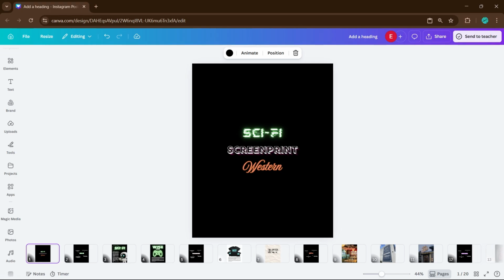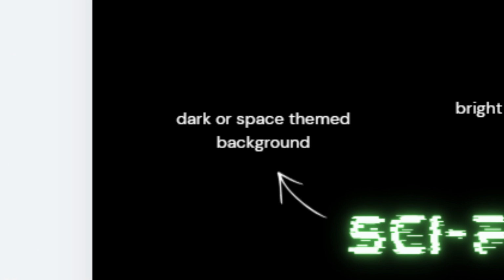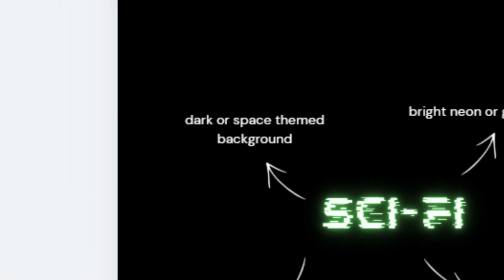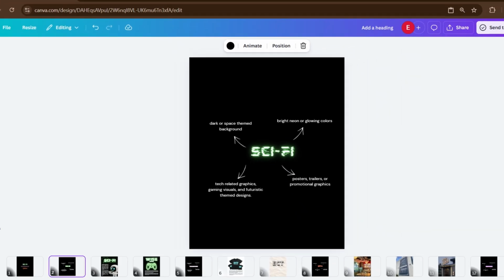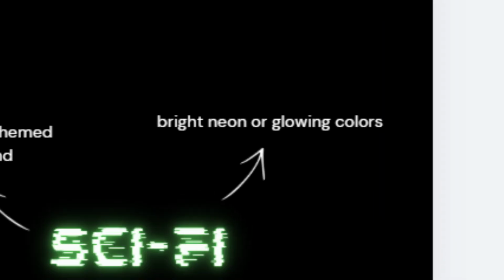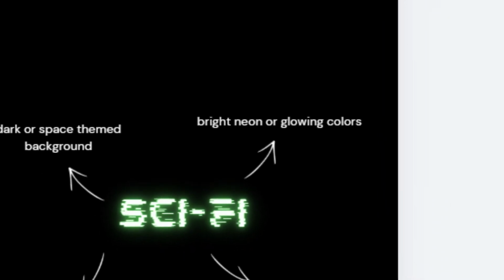Let's start with the sci-fi effect. The sci-fi text style works best when placed on a dark or space-themed background. Dark backgrounds help the glowing or digital look of the text stand out more clearly. You'll also want to use bright neon or glowing colors to reinforce that futuristic aesthetic.